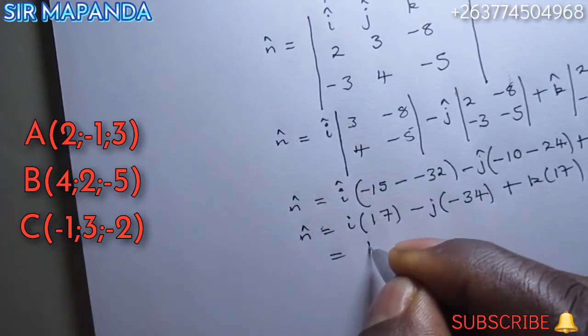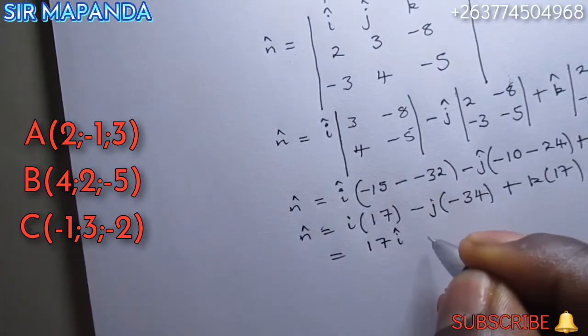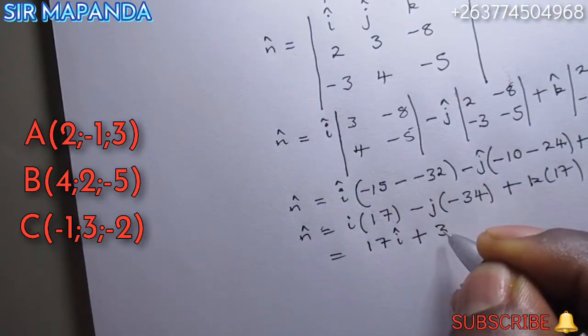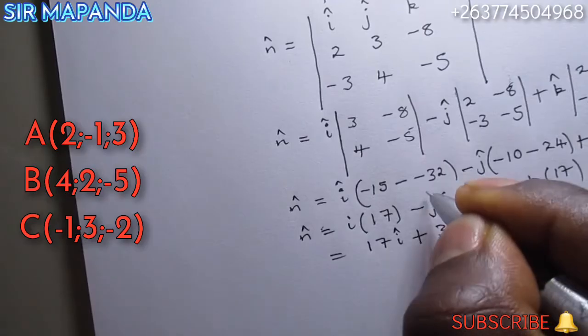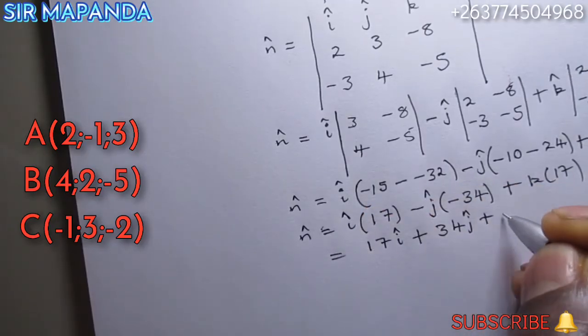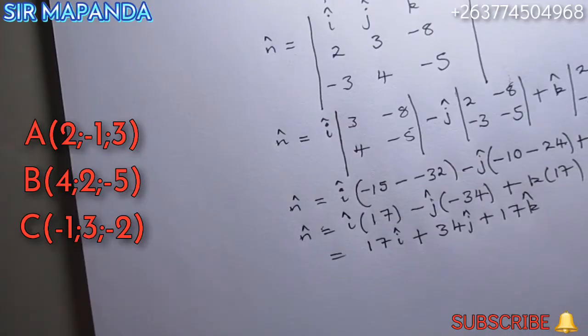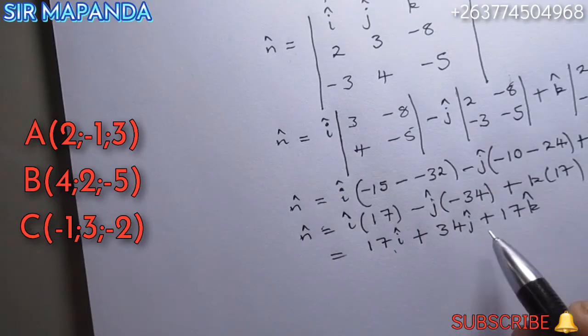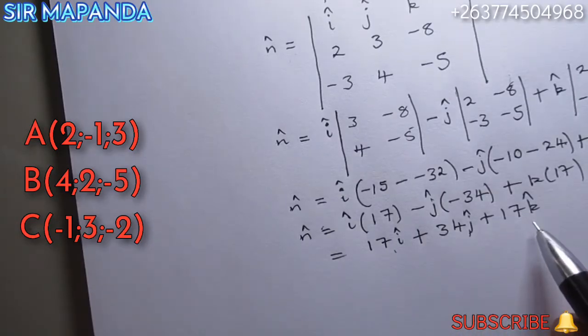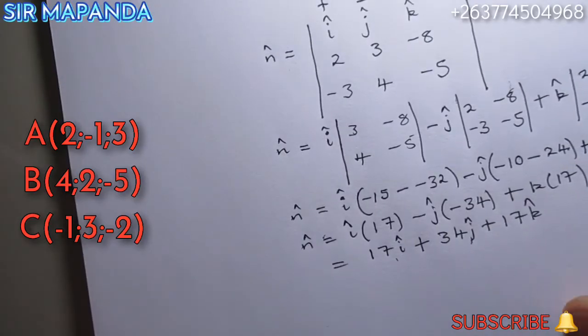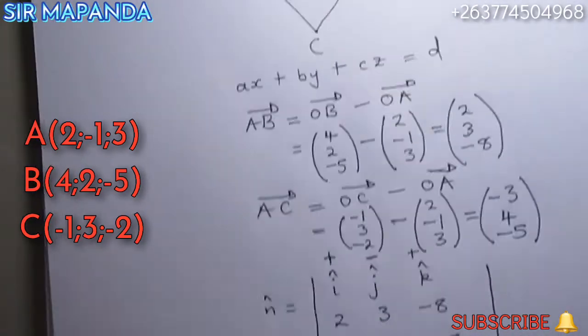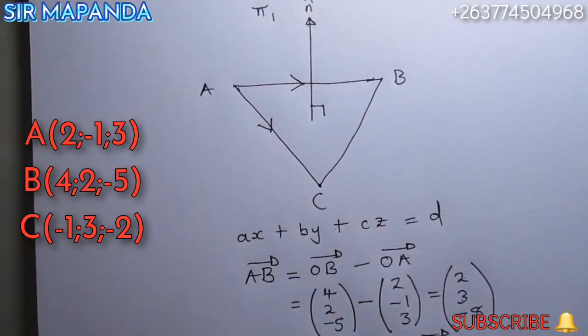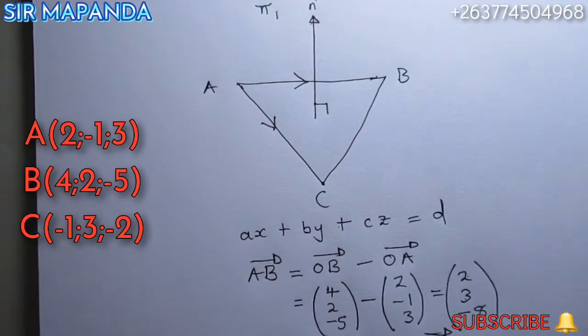So our normal vector is 17i plus 34j plus 17k, something like this. I hope you are following. So we would like to copy the coefficient of i, the coefficient of j, and the coefficient of k into the Cartesian equation of the plane. Remember, the Cartesian equation of the plane is ax plus by plus cz is equal to d.